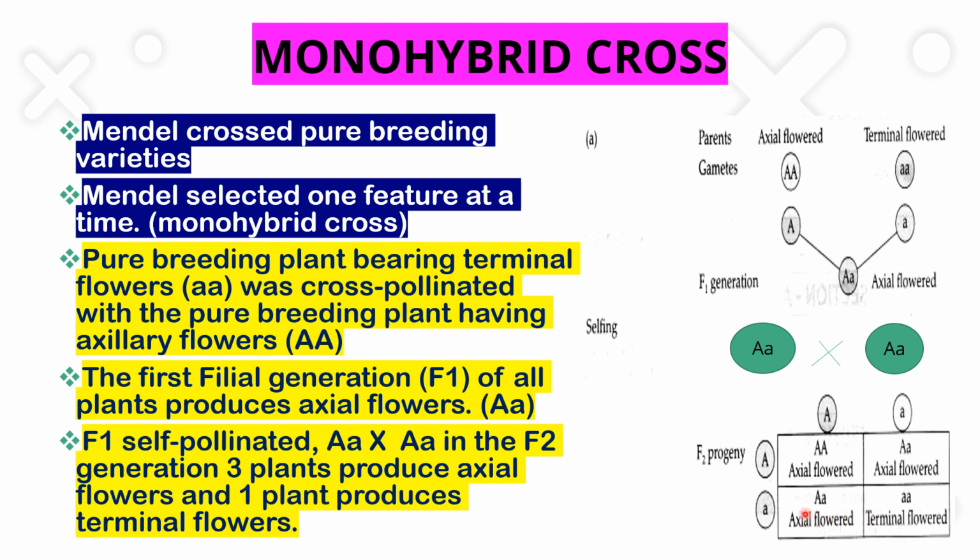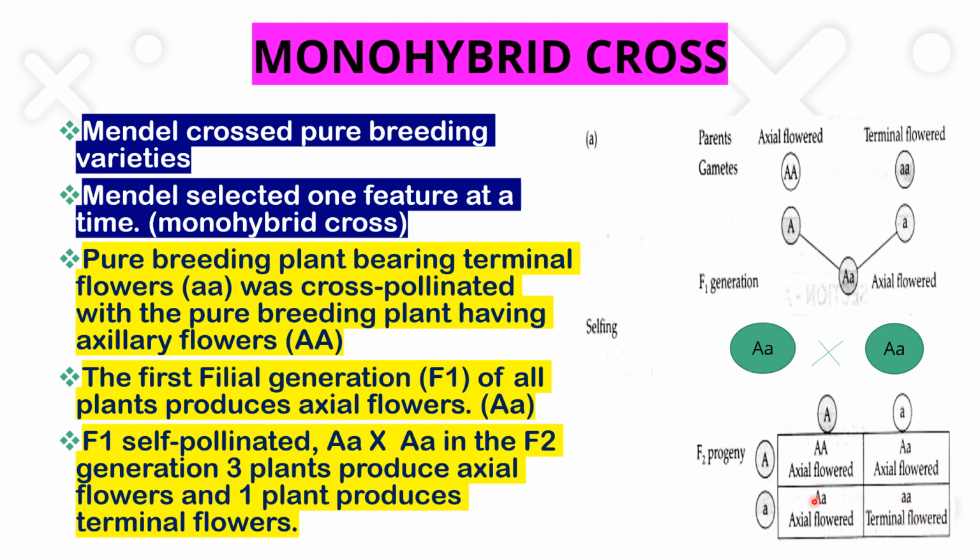Then here again small letter a gamete from one parent fused with capital A gamete from another parent. Then we will get axial flowered plant. This is also heterozygous. Then small letter a and small letter a fused to form a terminal flower plant. Then we can go through the ratios. Then in F2 progeny, 3 axial flowered plants we are getting, then 1 terminal flowered plant.